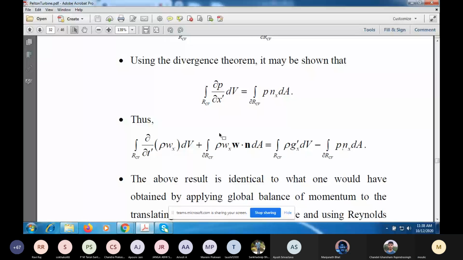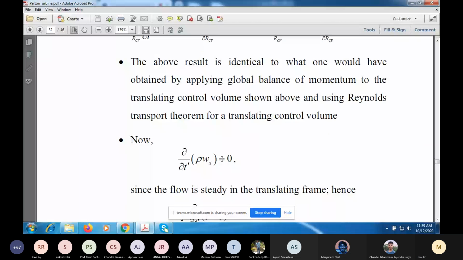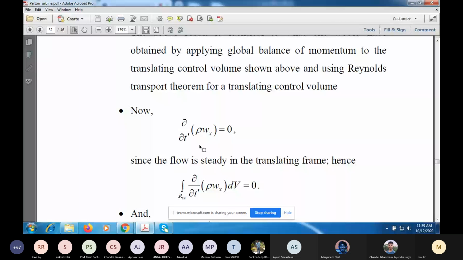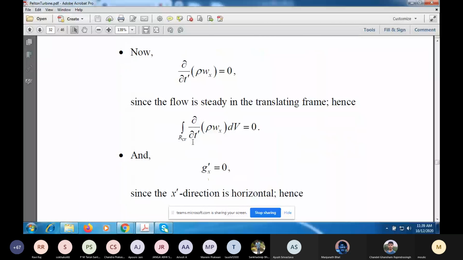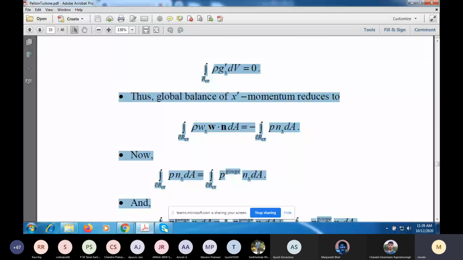Now the good news is that the flow is steady in the moving, translating frame. So the first term will be 0 because del/del t prime is 0. Note that del/del t is not 0, but del/del t prime is 0. So you will have just the flux of the momentum equal to the net force due to pressure.